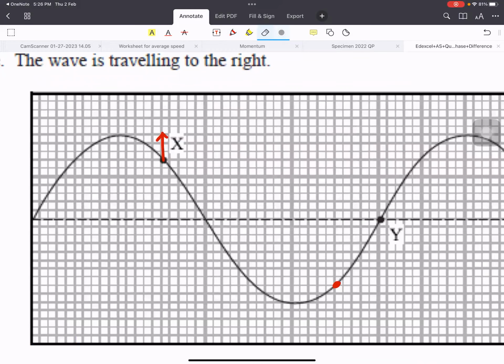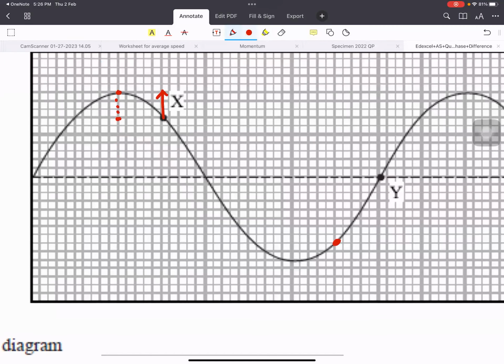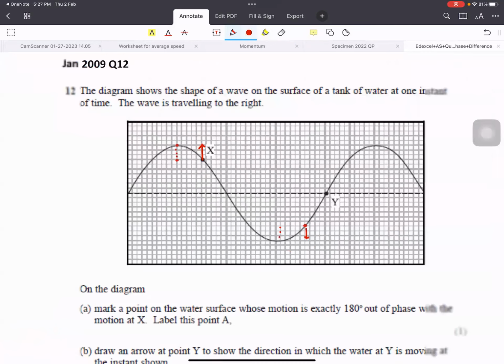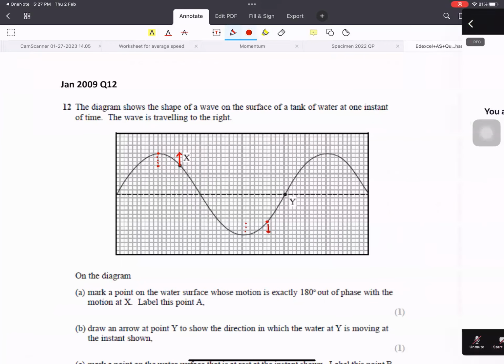So it's basically from the crest, it's 1, 2, 3, and it's also from the trough, it is 1, 2, 3. So a crest should be here, and it will be going in this direction. So that's 180 degrees phase difference. Do you understand? Yeah.